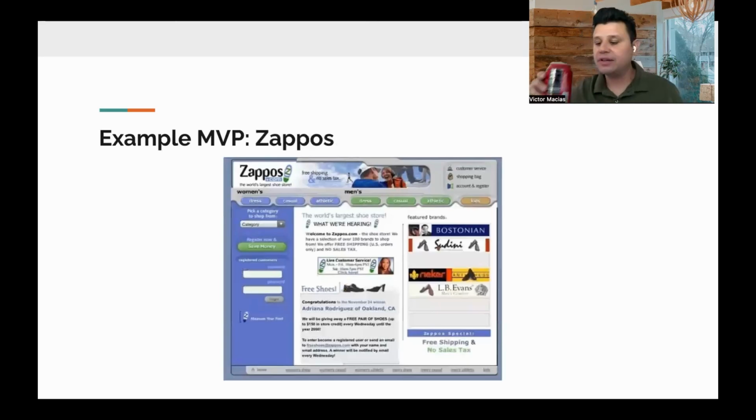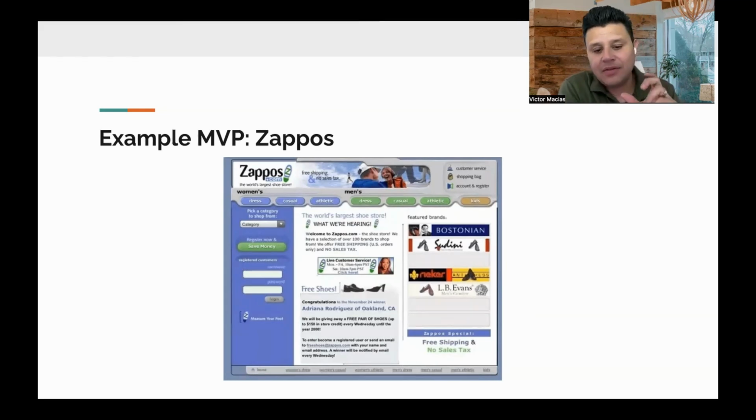Zappos, and one of my favorite examples as well. When Zappos launched, the founder of Zappos didn't even have inventory. What he did is he went to local shoe stores and said, look, if you let me come in here and take a picture of your inventory, I'm going to put it on my website. And if somebody buys, I will come back here. I will pay you full price for the product and I'll ship it. That's what he did. He created inventory online because he wanted to test, will people even buy shoes online?